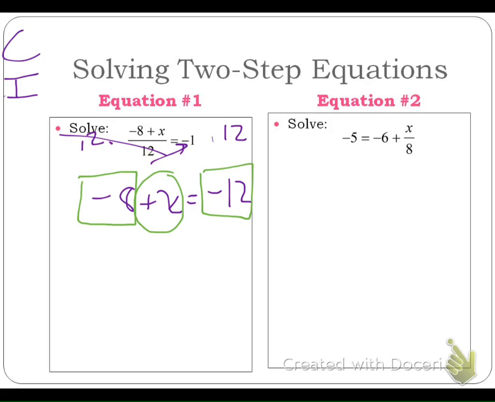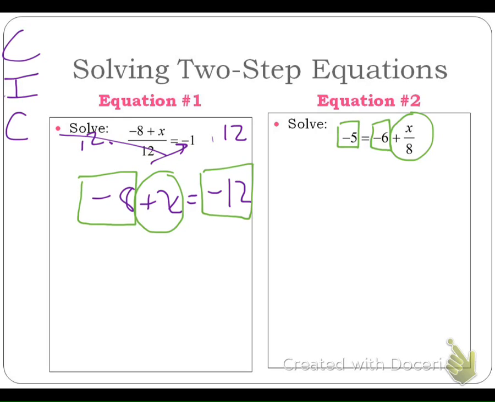Let's go and look at the other equation. Do the same thing. Let's apply the same step to both equations. Negative 5 is a constant. Negative 6 is a constant. And positive x over 8 is a variable term. Alright, I've identified all my terms. Now I can decide what I need to do next. The next step in solving any equation is to combine my like terms. I'm going to put another C there.